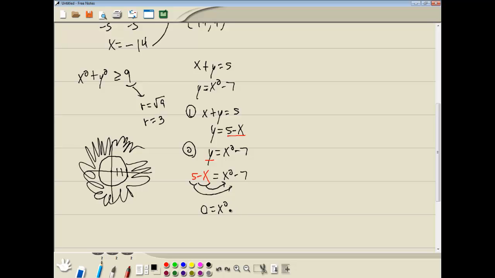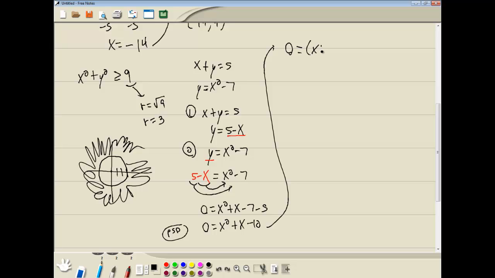So I'll take negative x over and take 5 over. So we got x squared. The negative x becomes a positive x. Minus 7, take the 5 over and it becomes a negative 5. Which gives us x squared plus x minus 12. Now this factors using the PSD method. So this will factor as x plus 4 times x minus 3. Now the zero factor property says you get 0 on one side, you factor the other side, you set each factor equal to 0. So I'll set x plus 4 equal to 0, and I'll set x minus 3 equal to 0. And that gives us x equals negative 4, and x is equal to positive 3.